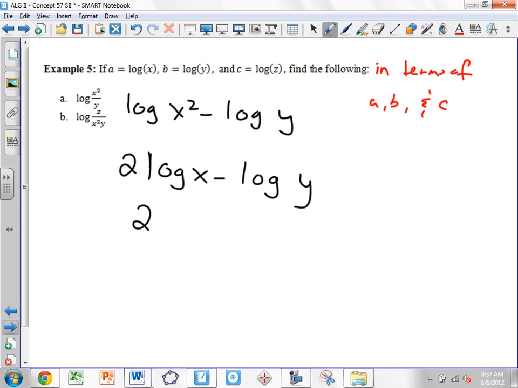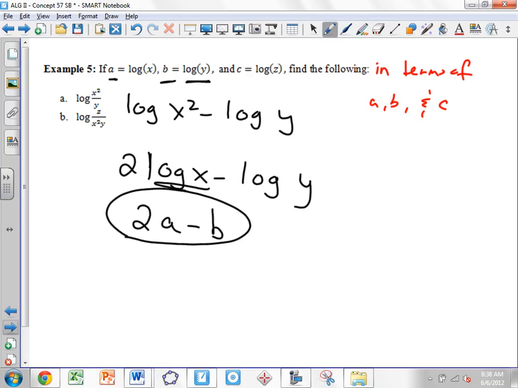Is it 2A minus B? Very good. Because remember, log x is defined as A. So replace log x with A. Log y is defined as B. So replace log y with B, and this is your answer in terms of A and B.